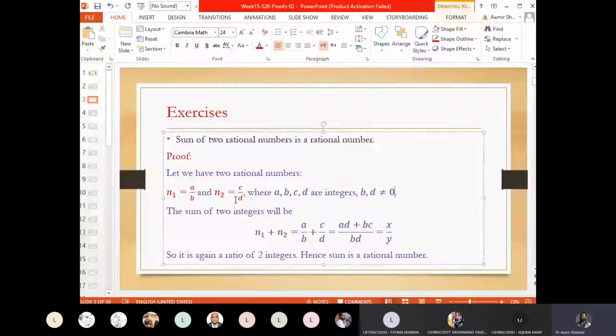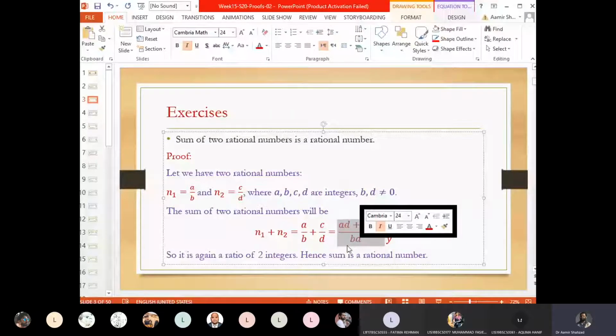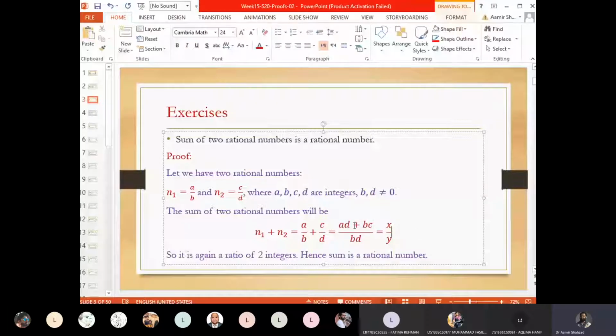So sum of these two rational numbers, let's write down. इन दोनों को जब हम sum करते हैं, n1 plus n2, so this is going to be a/b plus c/d. हमारे पास a/b plus c/d हैं, इनको हम LCM ले सकते हैं. BD is our LCM. So in denominator we have BD, numerator में क्या आएगा, a times d plus b times c. Simple हमारा जो arithmetic है fractions को solve करने का. So AD plus BC over BD.